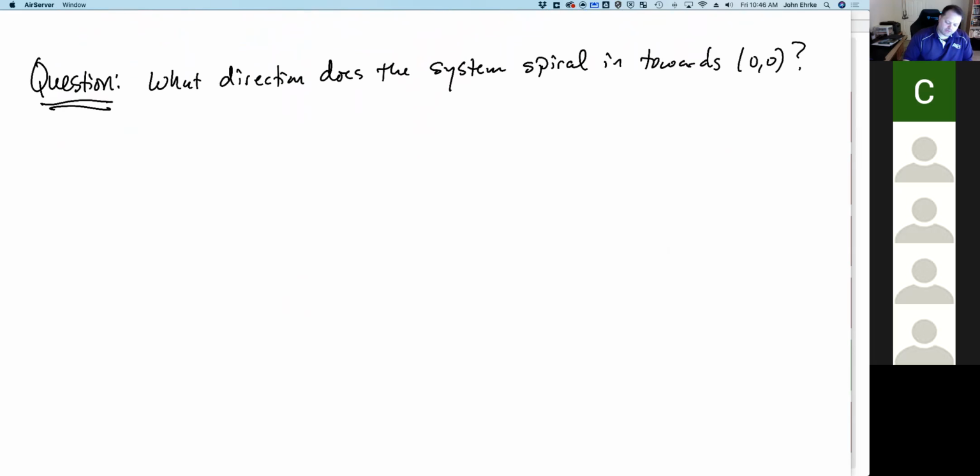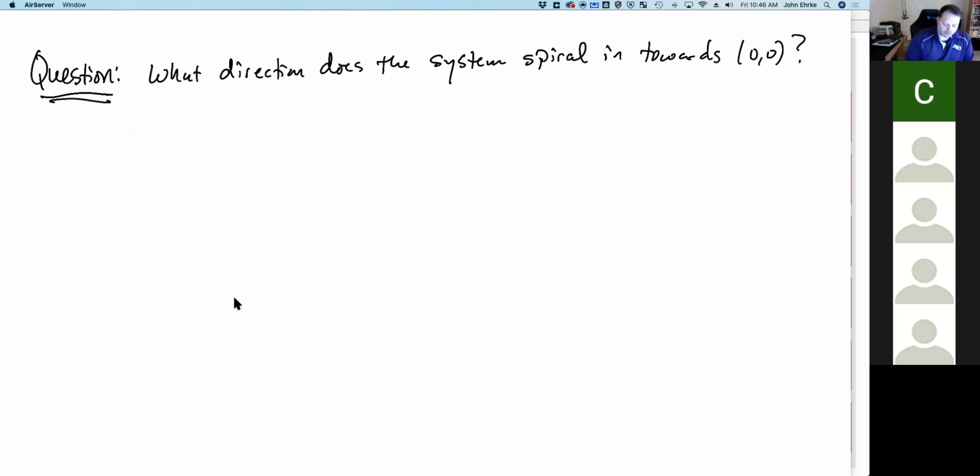Okay, so for this, we need to go back to the original system. The original system was dy dt equal -1, -1, 2, -3.